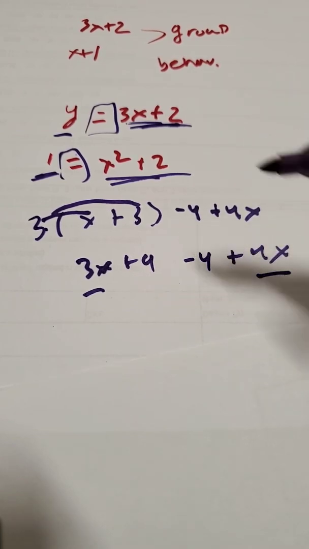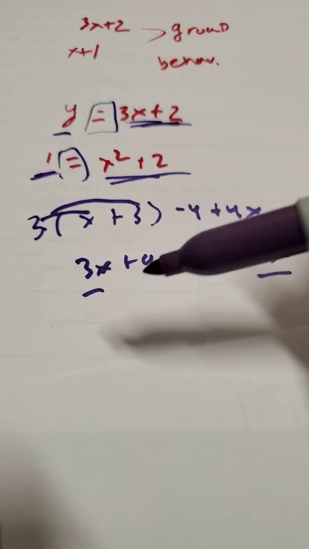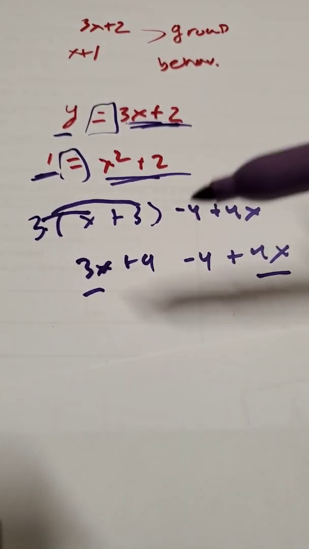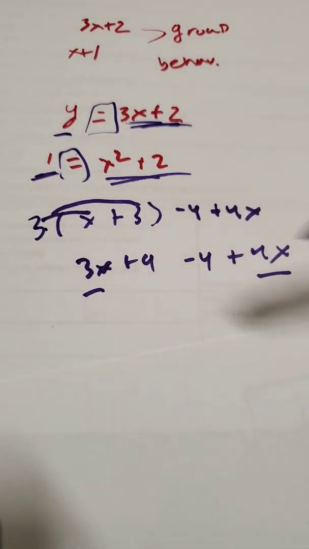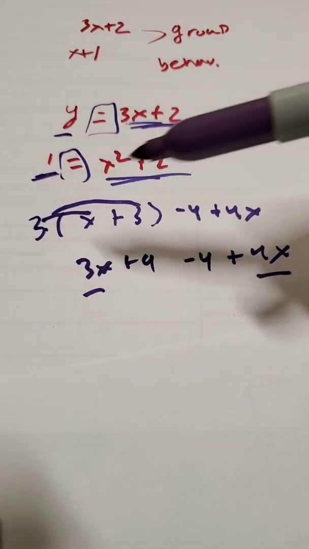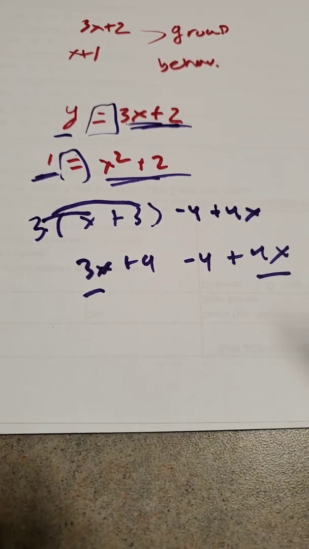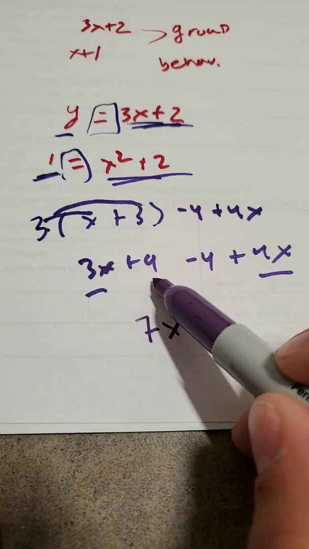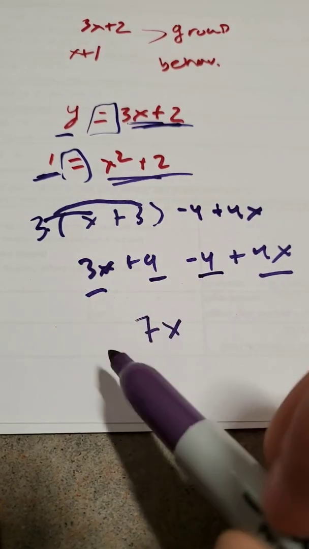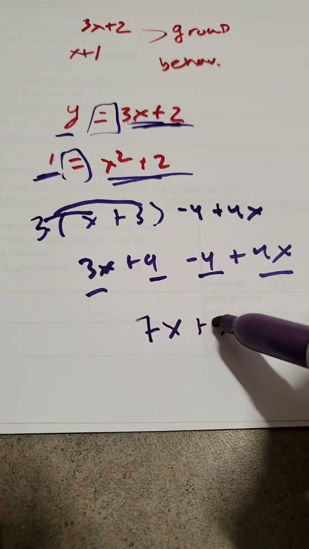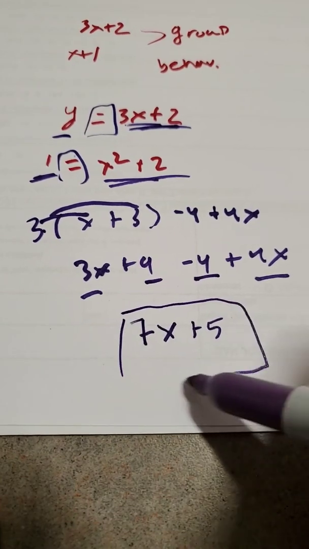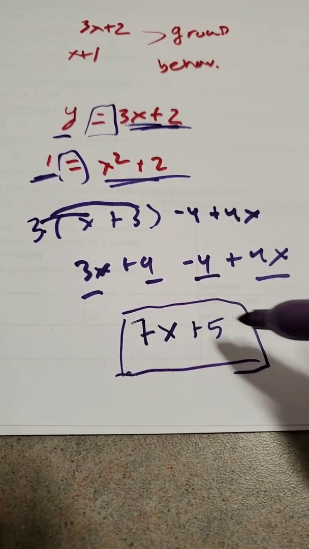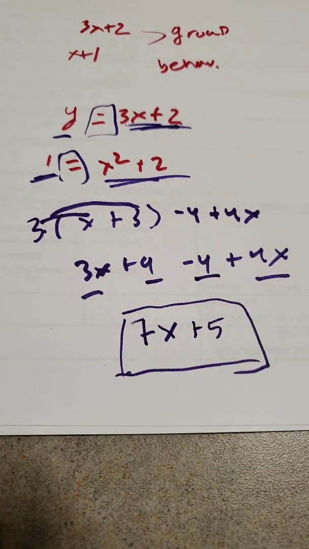But getting back to the example, we combine like terms. 3x plus 4x are like terms. If they're the same variable and the same power, we can combine them. So 3x plus 4x is 7x. These are constants, so that's plus 5. 7x plus 5 is the most simplified form. If there are any common factors between the two, you'd pull them out.